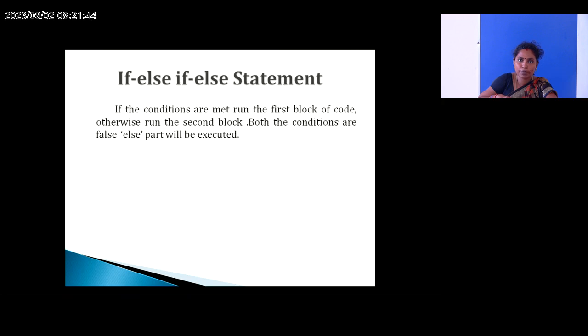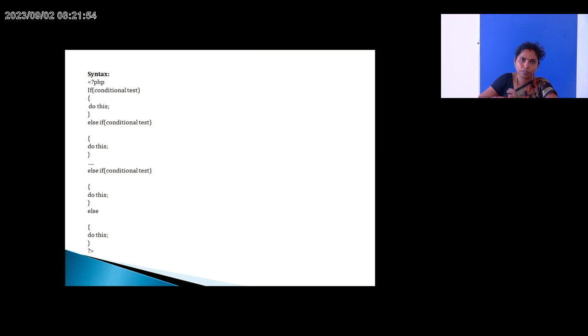Then the last type is the if else if statement. If the condition is met, run the first block of code, otherwise run the second block of code. If both the conditions are false, the else part will be executed. So this is the syntax. First in the syntax, if the conditional is tested, then the first do this is executed. Suppose the condition is false, then the else if condition is tested, and so on like this. So if all the if conditions are false or wrong, then the last else statement will be executed.